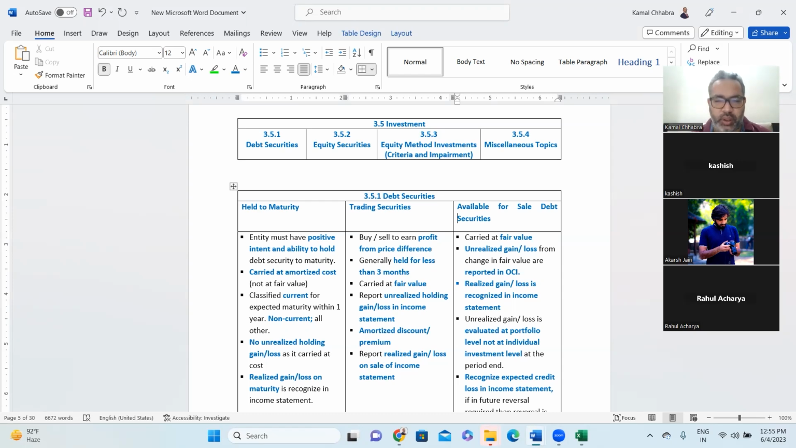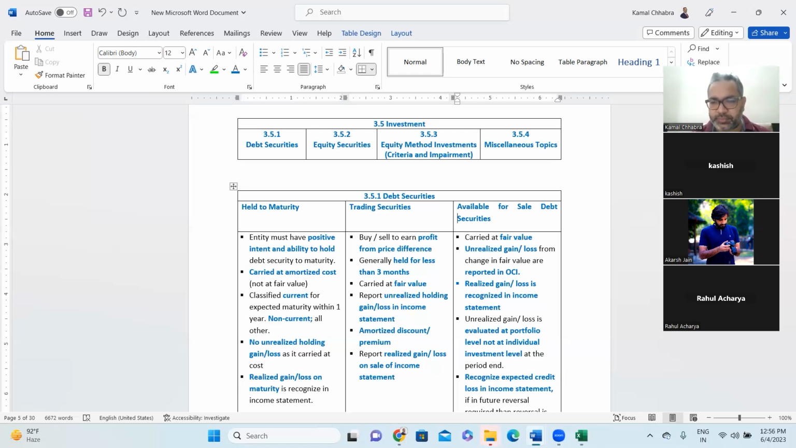Initially you had not thought you were purchasing that for trading purposes, but after 6 months, because the price is going up and you now expect it may go down in future, it's the right point, the peak point, so it's better to sell, earn the profit and book the profit, right? Then you can consider those securities as available for sale debt securities.